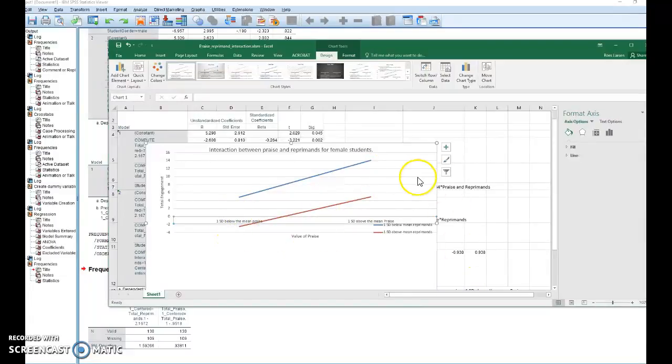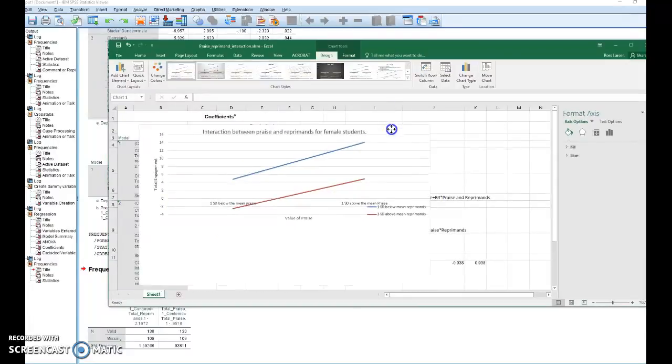Now I might want to do a better job, as I mentioned before, labeling these things. And also this is a fun thing with Excel, because I have negative values, it will actually put the x-axis values in the middle of the graph. And so I could play around with that to somehow bring those down. But you get the general idea. This is how you graph a continuous by continuous interaction. It does not matter which one you decide to be on the x-axis versus the legend. In this case, I chose to put praise on the x-axis and have reprimands in the legend. You would still see the same story if we reverse them. It just depends on how you want to sell it.